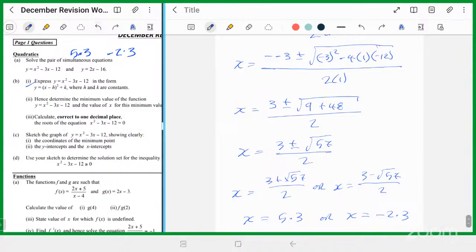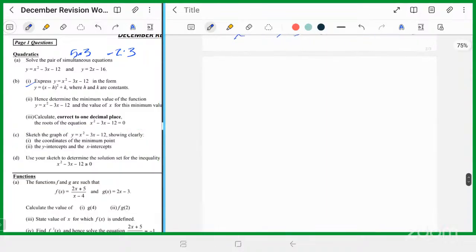Alright, so to sketch this graph, we're going to bear in mind the critical features. What are the critical features? One, it smiles. It has a turning point at 3 over 2, negative 57 over 4. Then the c on the function is the y-axis intercept. So the c is equal to negative 12. So the y-intercept is 0, c, which is 0, negative 12. So it crosses the y-axis at negative 12.